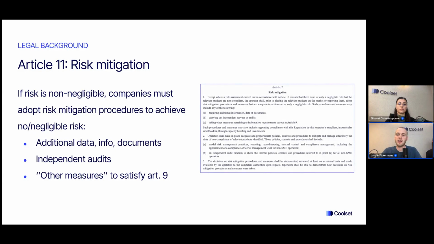But of course, a last option as part of other measures is to look for new suppliers, so to switch to suppliers that are in line with the EUDR requirements.